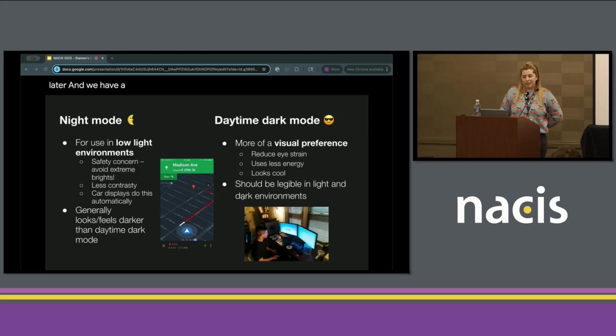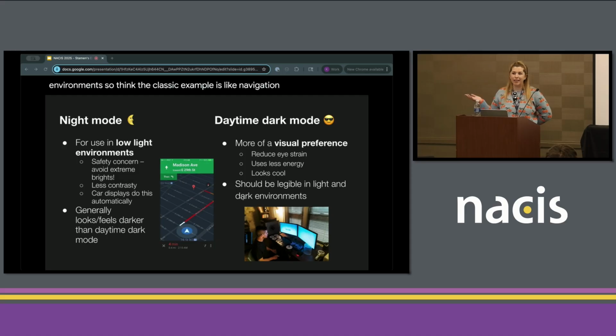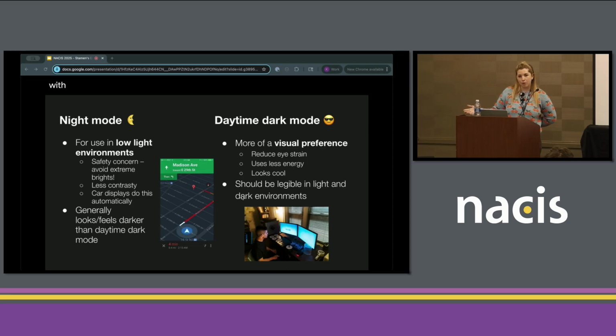And we have a theory at Stamen that there are two different types of dark modes. There's a night mode, which is meant to be used in low light environments. So think the classic example is like navigation at night. You really don't want extreme bright light because that will blind you temporarily, and that is dangerous. That's a real safety hazard. And there tends to be less contrast with these night mode kind of dark maps. And just think about the display in your car, how it adjusts settings when you go in and out of a tunnel, things like that. There are other areas of design that already use some of the approaches that we're using here with cartography.